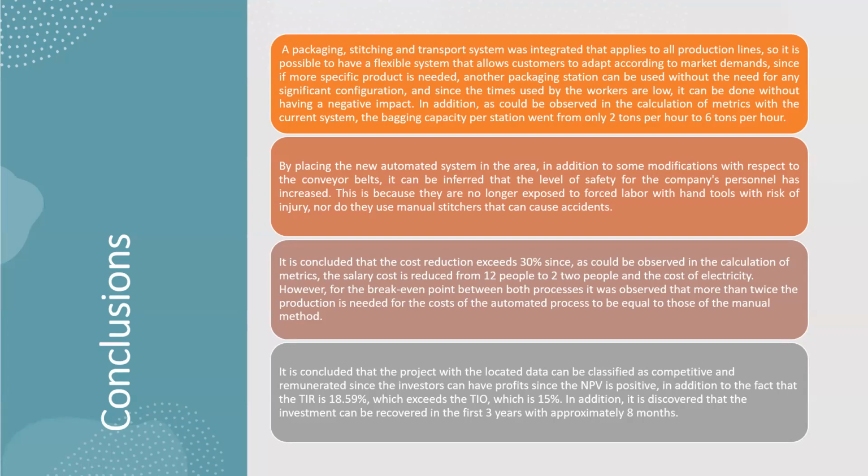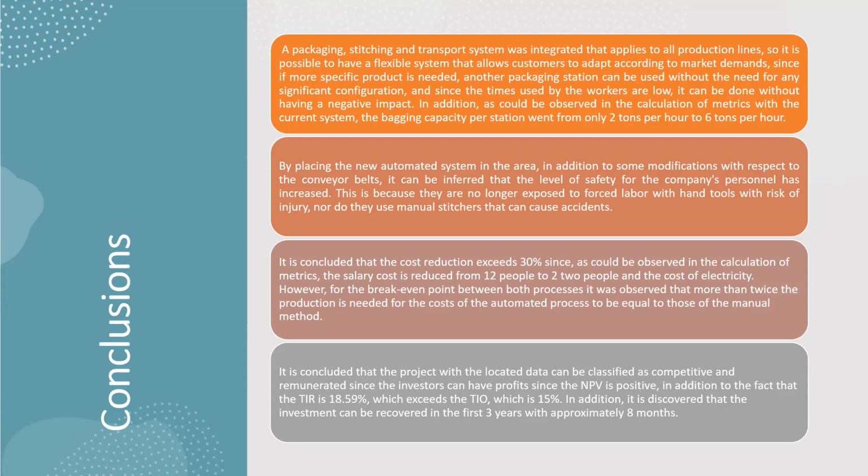The second one is that by placing the new automated system in the areas, in addition to some modifications with respect to the conveyor belts, it can be inferred that the level of safety for the company personnel has increased, because the personnel just have to supervise the machines and are not involved in lifting all those bags.